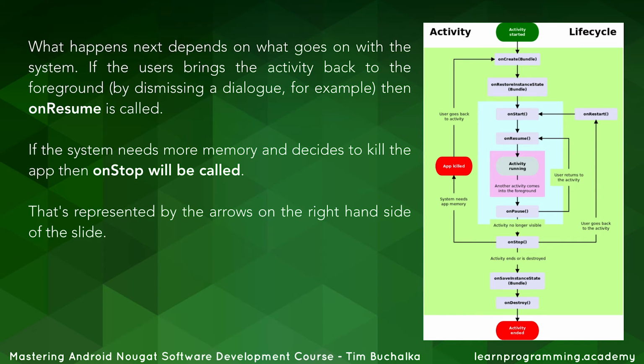So what happens next depends on what goes on with the system. Now if the user brings the activity back to the foreground by dismissing a dialog, for example, then onResume is called. Now if the system needs more memory and decides to kill the app, then onStop is called. And that's represented by the arrows on the right hand side of the image on this slide.